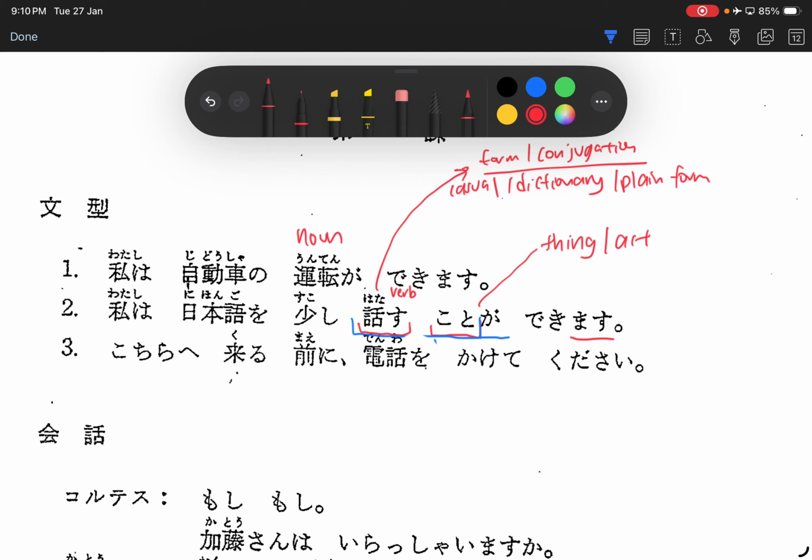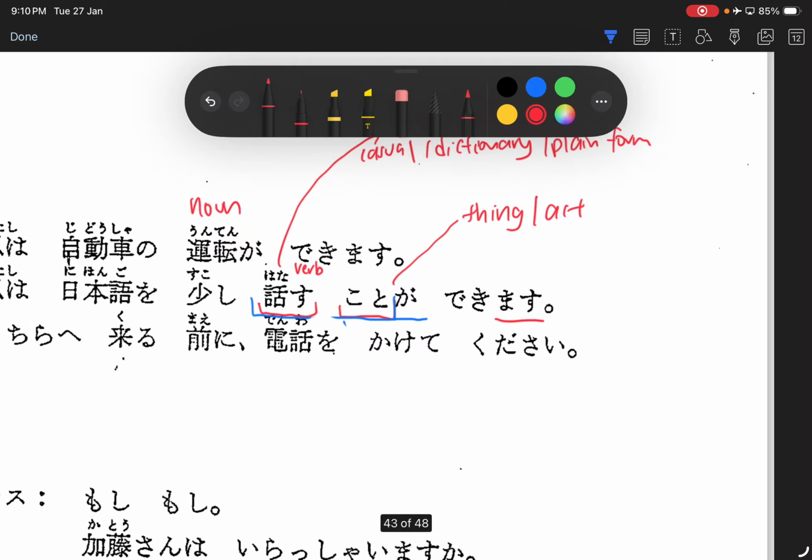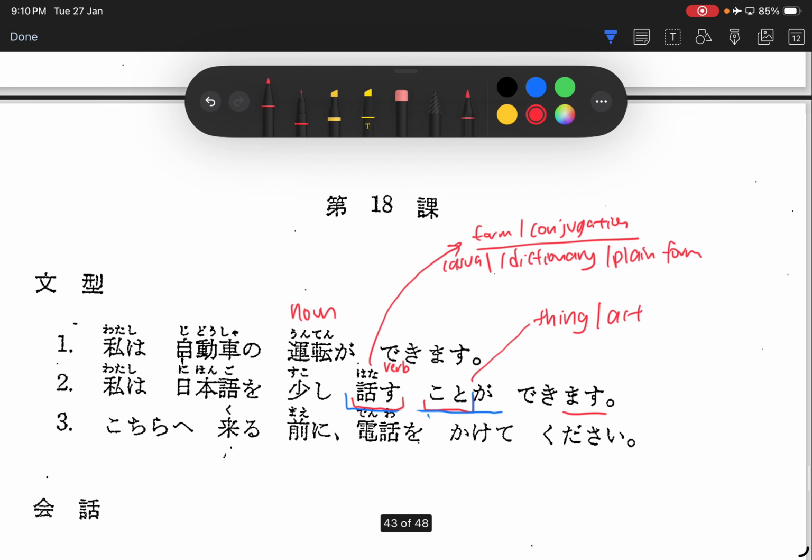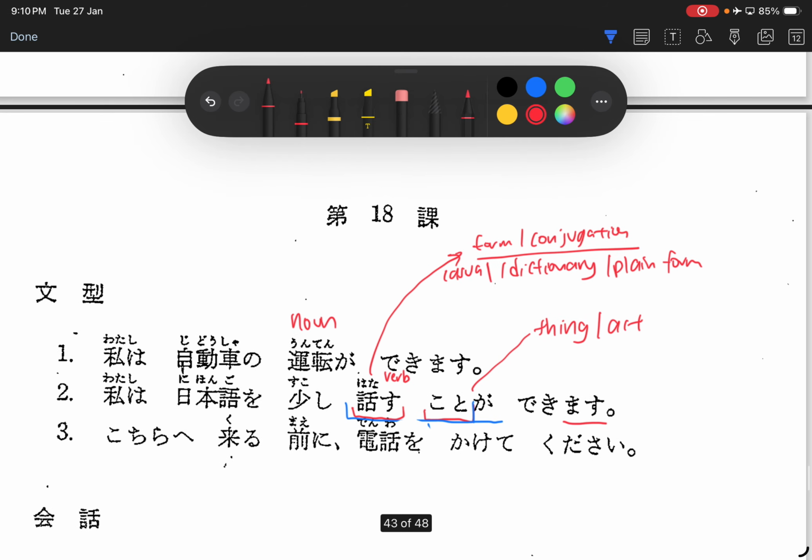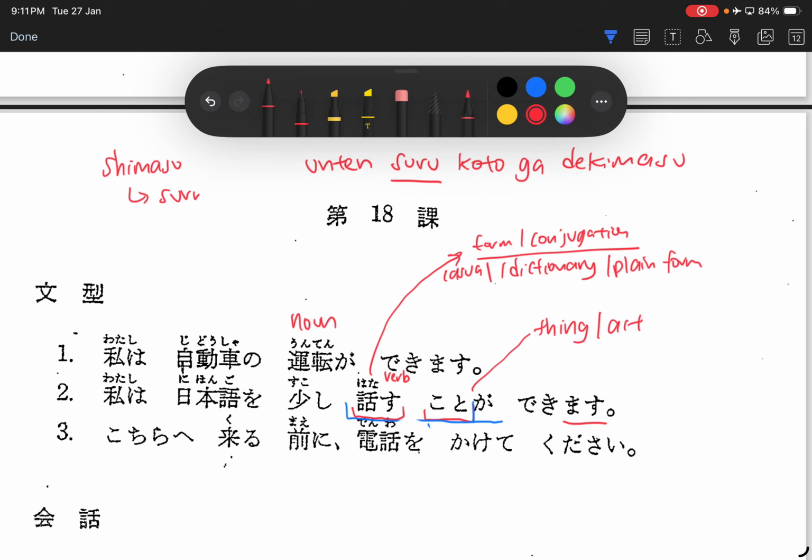So we bring back the previous number 1. So number 1, if I don't want to say unten, I want to use unten suru koto ga dekimasu. So what is the difference is I put this suru. Suru is the dictionary form for shimasu. Right? Unten shimasu, unten suru. So it becomes the exact same meaning as number 1 already.